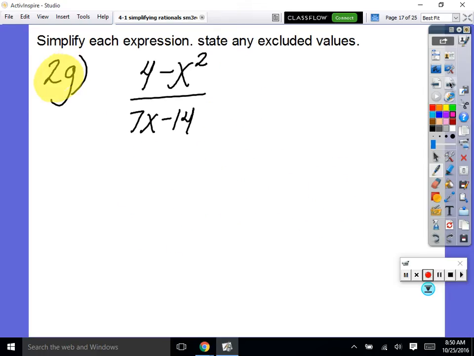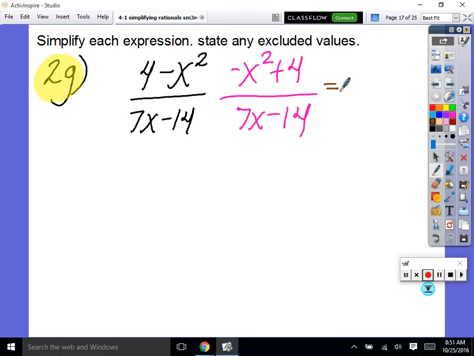So let's look at 2g. Do you see how the top is not written in standard form? Let's rewrite it correctly, though. That's negative x squared, and that's positive 4. And on bottom, it's good, 7x minus 14. Okay, now let's factor the top.